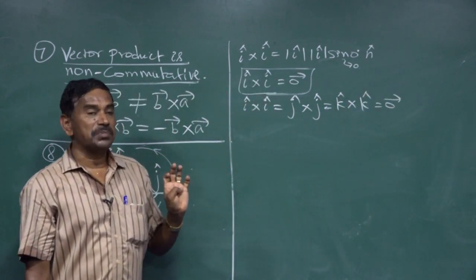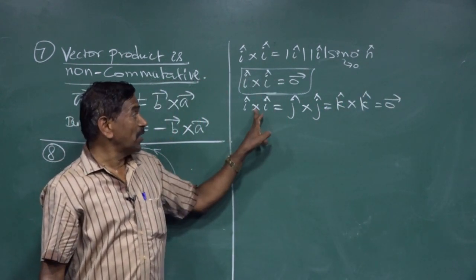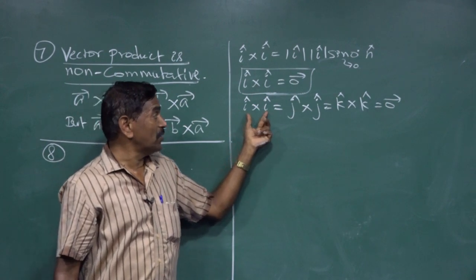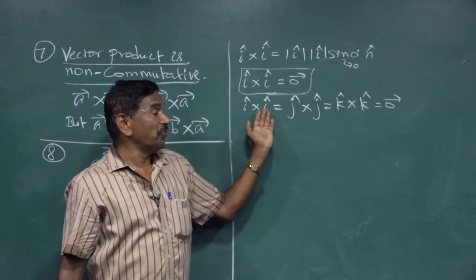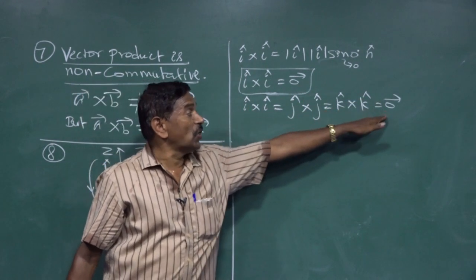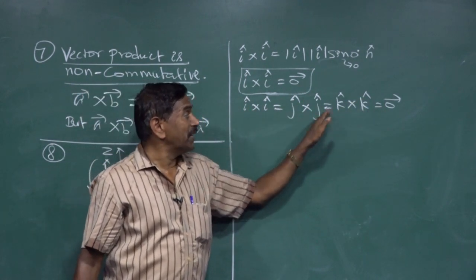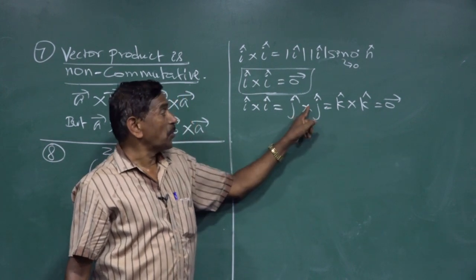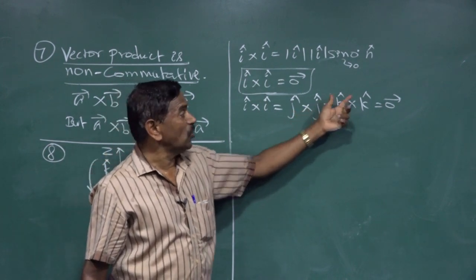So what is the concept? The cross product of a unit vector with itself is equal to 0. Not only unit vectors, but also, as we completed yesterday, A vector cross A vector is equal to the 0 vector, and B vector cross B vector is equal to the 0 vector. That is, the cross product of a vector with itself is equal to the 0 vector.